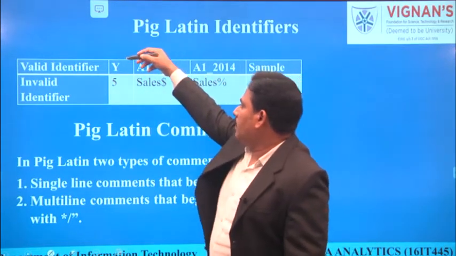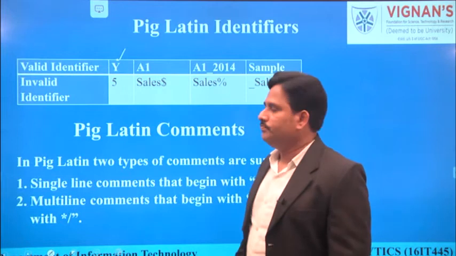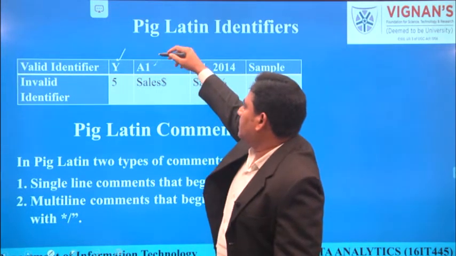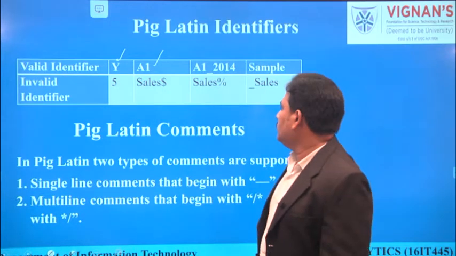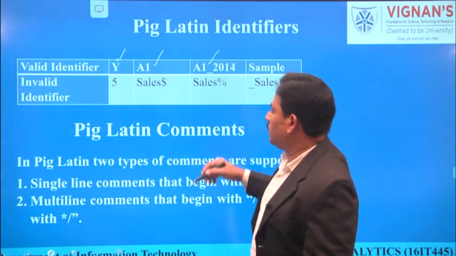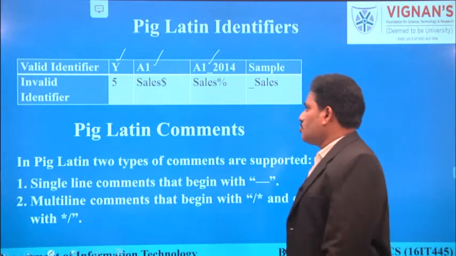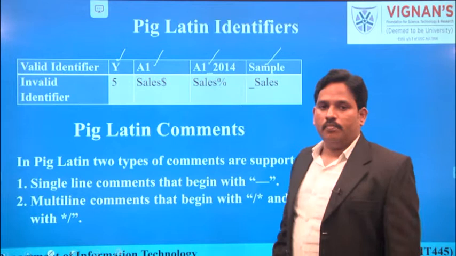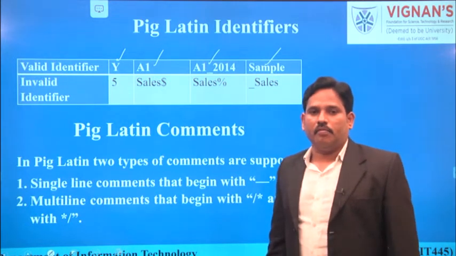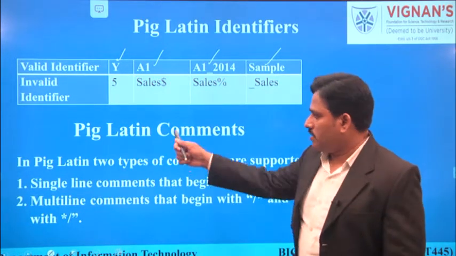That means we can write a single character name. We can write a character and number combination, that is alphanumeric. We can write alphanumeric with some special characters like underscore. We can write a variable with case combination like uppercase and lowercase. There are some invalid identifiers.